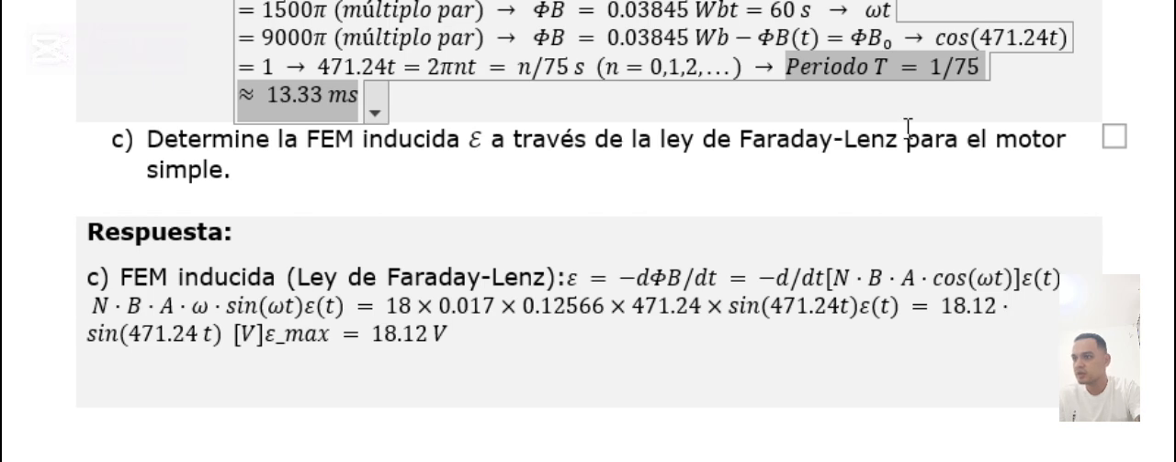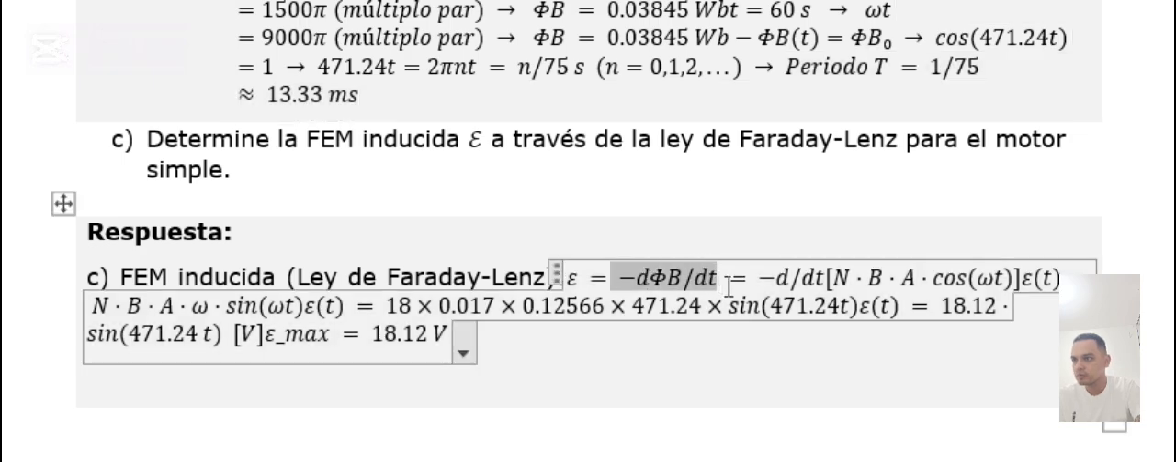Finally, I calculate the induced electromotive force using Faraday's law. The equation is this. After differentiating the flux equation, the induced EMF becomes this equation. Replacing the values, this is the result. The maximum induced voltage is 18.11.